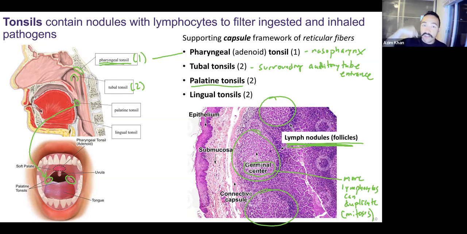Posterior, like the base of your tongue, underneath it, really far back, you have lingual tonsils. You have two lingual tonsils. Lingual means tongue. For any of these tonsils, the organization is the same. You have a capsule, and the capsule is with reticular fibers, reticular connective tissue. And then you've got lymph nodules, lymph follicles, same thing, surrounding mostly the outside, and they are there to filter anything that you might have ingested or inhaled.